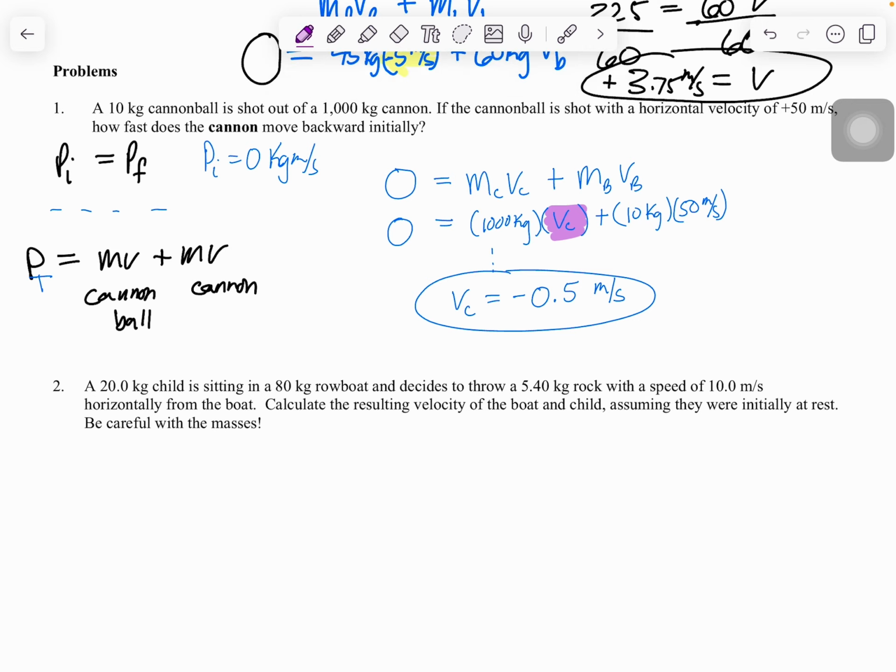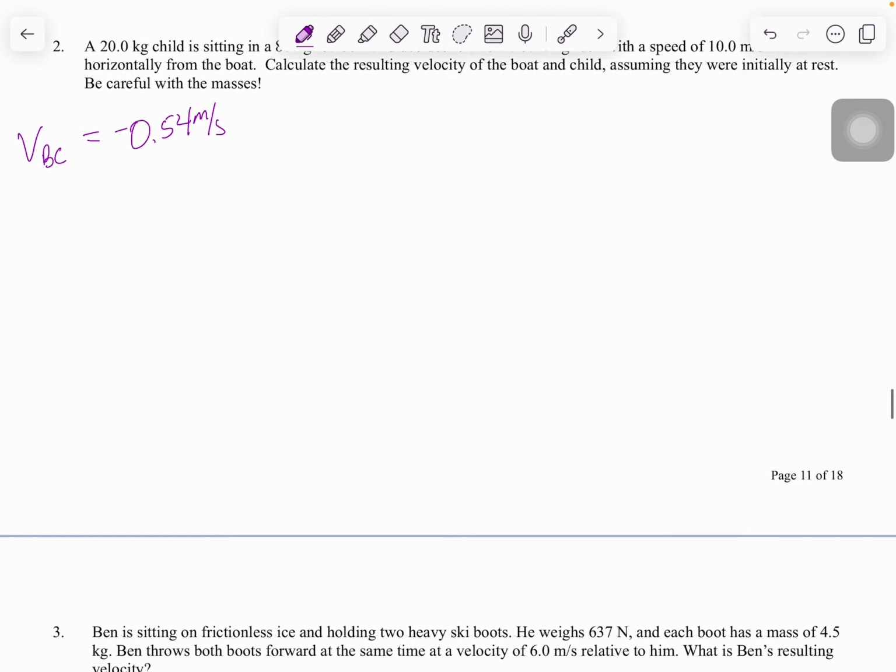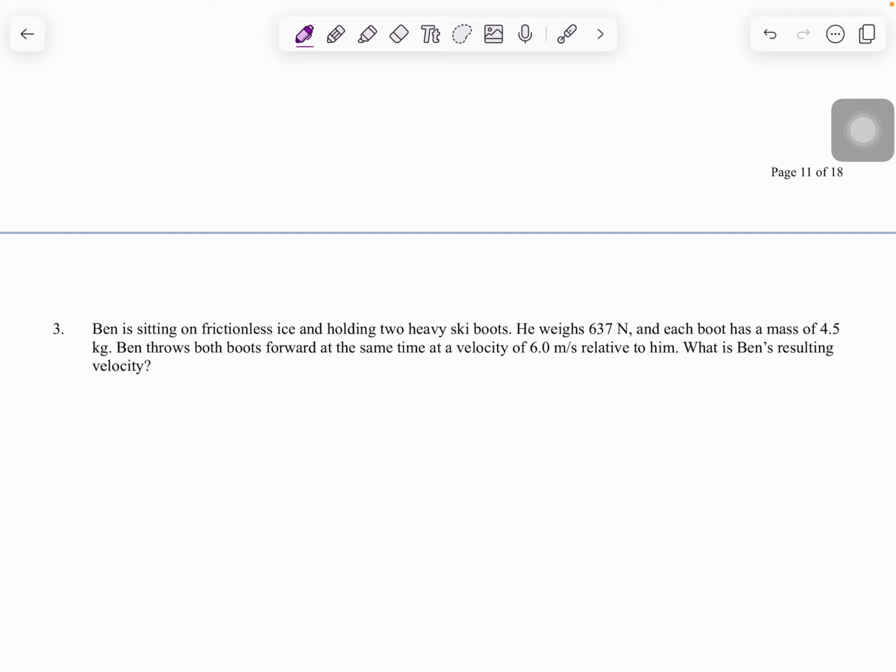So for number 2, switch colors here. The answer, the velocity of the boat and the kid, is a negative 0.54 meters per second. Signs matter, right? You got to look out for direction here. So make sure that you're paying attention to that. For number 3, Ben is sitting on ice, and he's got ski boots. Something that I want to call your attention to is that he throws both boots. So be careful about your masses there when you're solving.